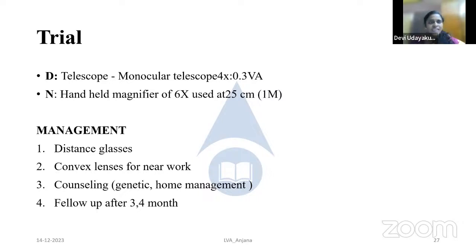And a handheld magnifier is not for continuous reading. It is only for tasks like reading a tag, or a medicine bottle; you can use a hand magnifier. But if the person wants to read a holy book, which might take 20 to 30 minutes, you have to be very cautious and prescribe assistive devices which are specific for continuous reading.